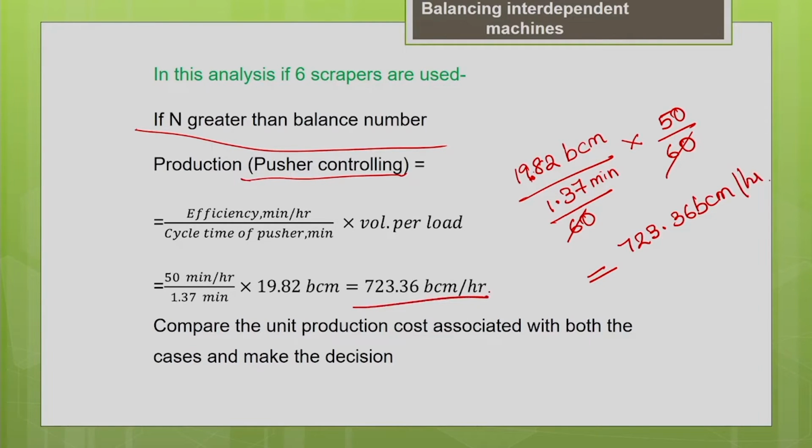So basically, when we use a lesser number of scrapers, scraper will be controlling the production, lesser than the balanced number. When you are using more number of scrapers, in that case pusher will be critical. Pusher the cycle time will control the production. So that is how you have to estimate the production of the teamwork. So now we have estimated the productivity.